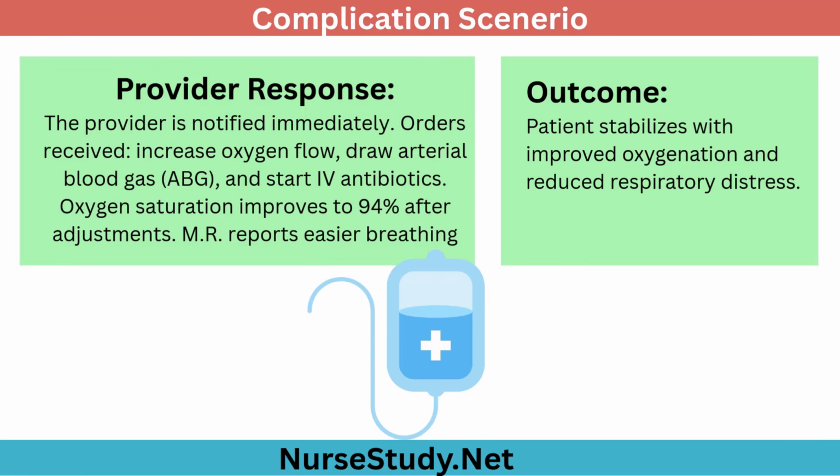Provider response: the provider is notified immediately. Orders received: increase oxygen flow, draw arterial blood gas, ABG, and start IV antibiotics. Oxygen saturation improves to 94% after adjustments. MR reports easier breathing. Outcome: patient stabilizes with improved oxygenation and reduced respiratory distress.